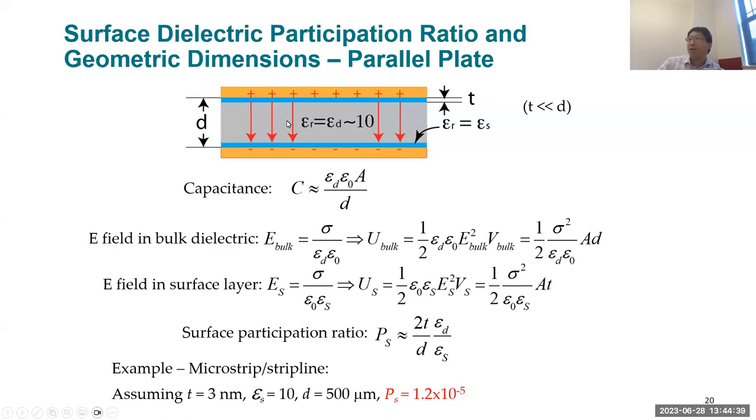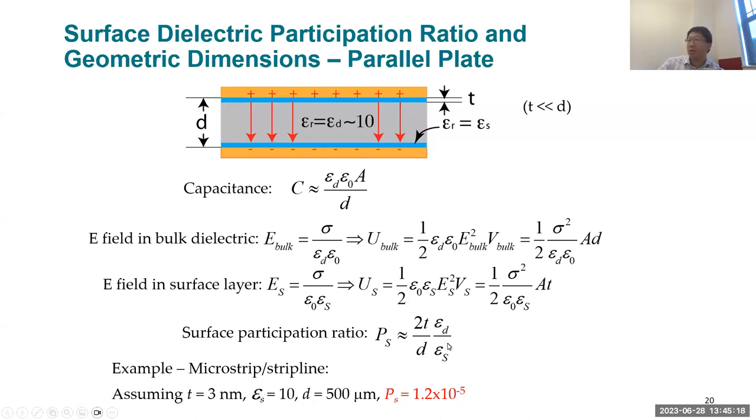Now, if you have a parallel plate filled with some kind of a dielectric, let's say this is your substrate. Imagine you have a sapphire wafer and you put aluminum on top and on bottom of your sapphire wafer. Then you can make a parallel plate capacitor like that. And going through the whole calculation, you're going to see that now the surface participation ends up to be the ratio of the thickness of the surface, T, top and bottom, divided by the parallel plate distance, multiplied by the ratio of the dielectric constant between the substrate epsilon B and the surface epsilon S.